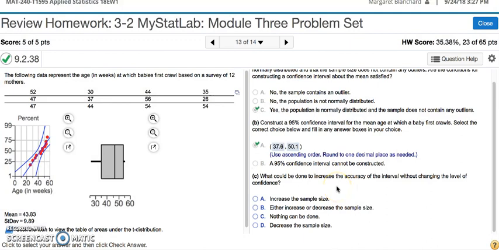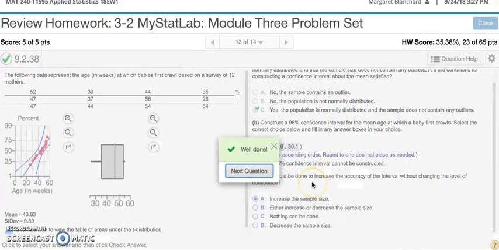What could be done to increase the accuracy of the interval without changing the level of confidence? We could increase the sample size, either increase or decrease the sample size, nothing can be done, or decrease the sample size. You can always increase the sample size. That's always going to improve the accuracy of your results. So let's click increase the sample size.